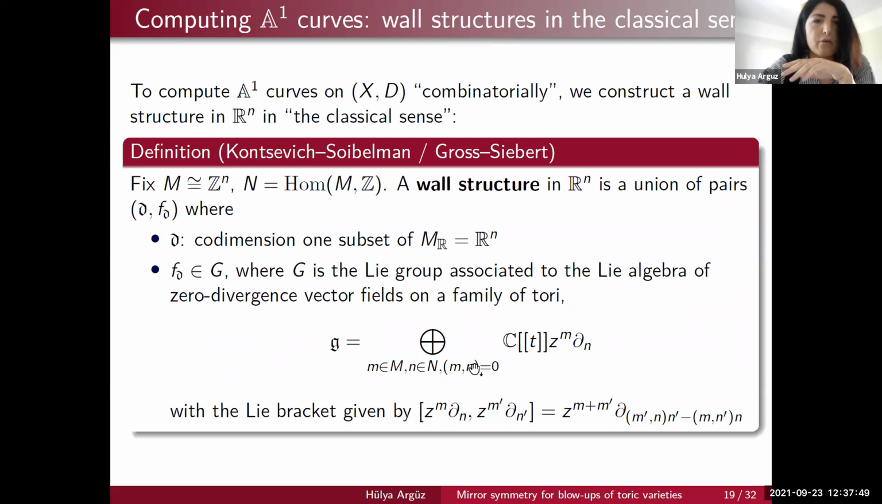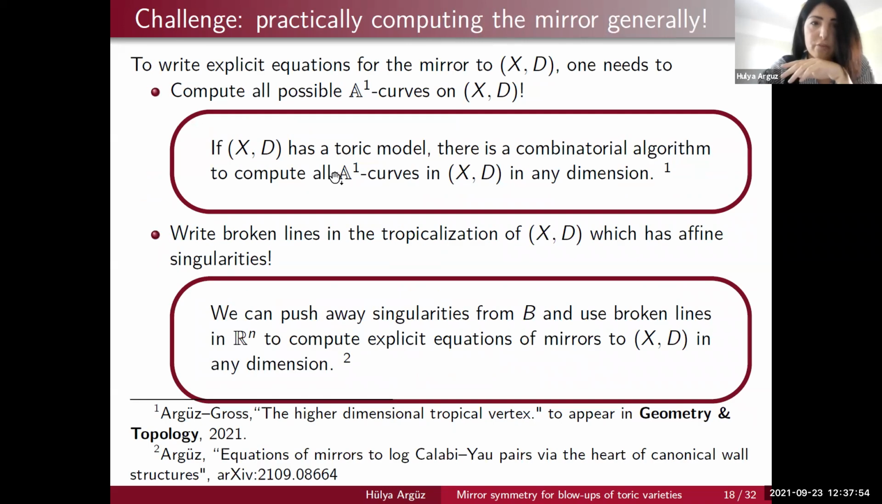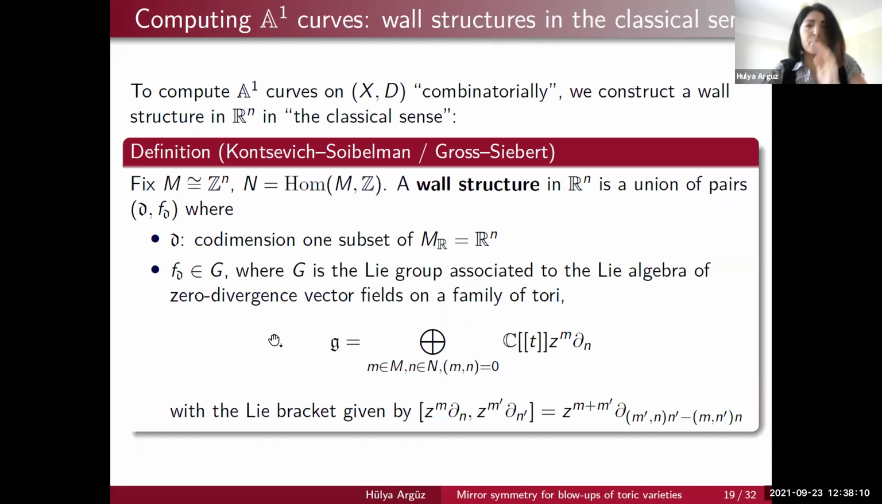And so if we want to compute A1 curves, okay, so I want to start by telling you this is the result of Mark and my paper. This is the result of my paper on arXiv this week. I will start by telling how you compute A1 curves combinatorially. So we do this by changing our setup. So there was this canonical wall structure that I told you about. It uses the enumerative information of A1 curves. I'm going to tell you about another wall structure.